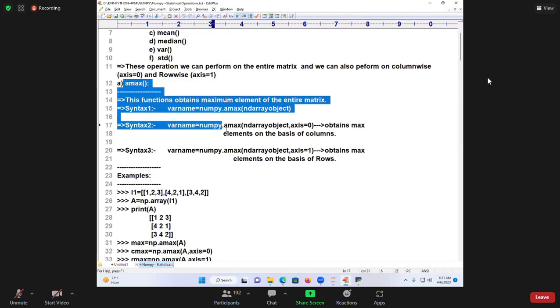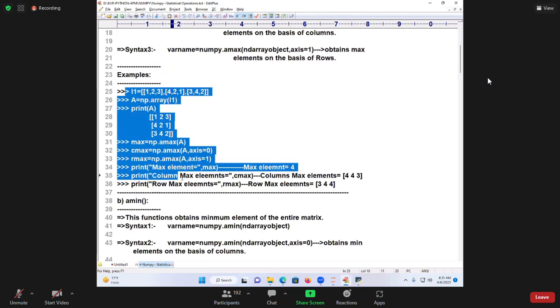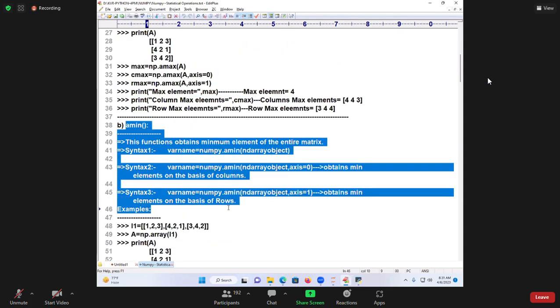amax, see that? This function obtains the maximum element of the entire matrix. Right or not? Now, variable name, np.amax of this ndarray. np.amax of ndarray object with axis equal to 0 obtains column wise. Axis is equal to 1, row wise. Examples. Examples. amin, same to same.